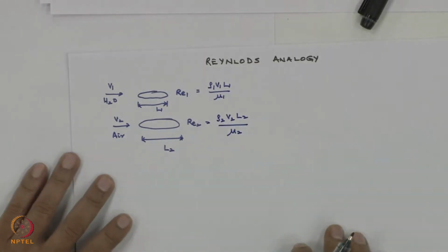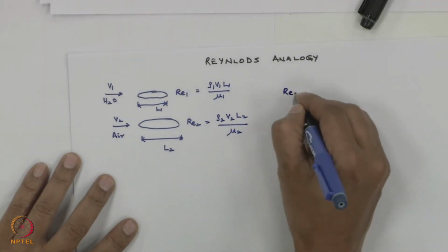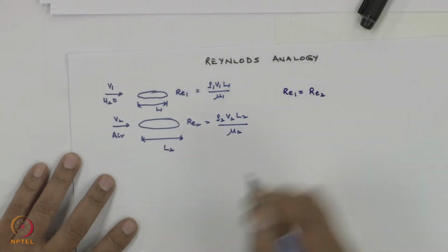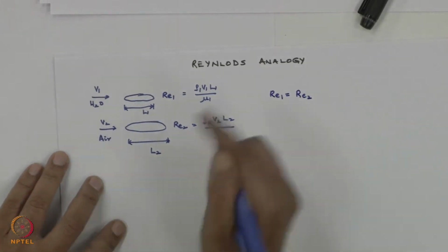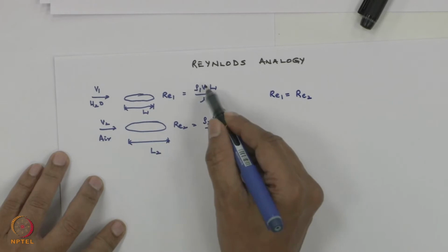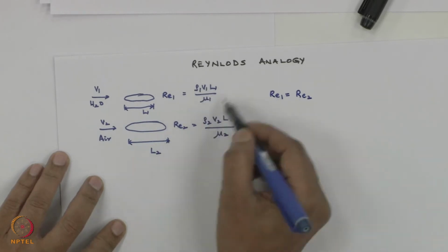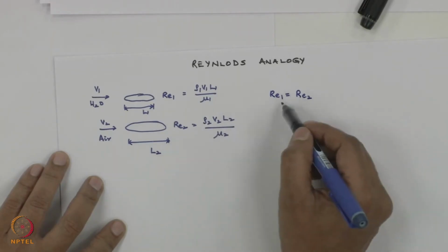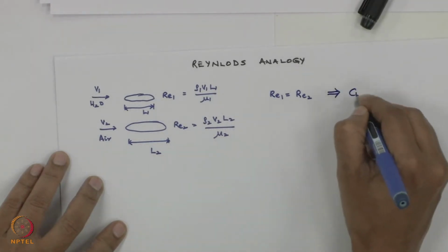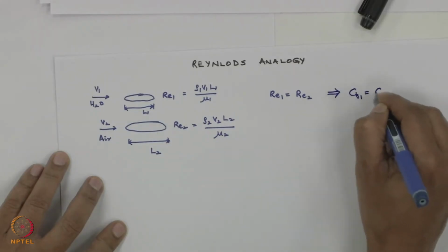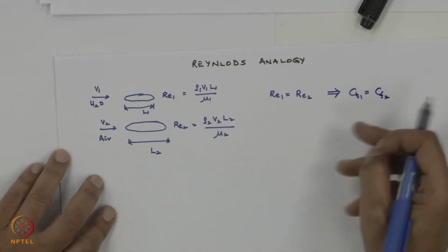What we are saying is that if Re1 is equal to Re2, not keeping ρ1 equal to ρ2, V1 equal to V2, L1 equal to L2, μ1 equal to μ2, all that I am saying is, you adjust these values such that Re1 is equal to Re2, it implies that Cf1 would be equal to Cf2. We will show a little while from now how it comes out.